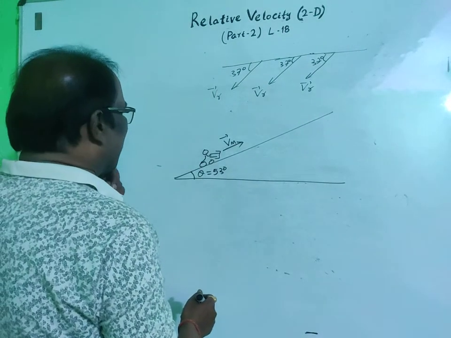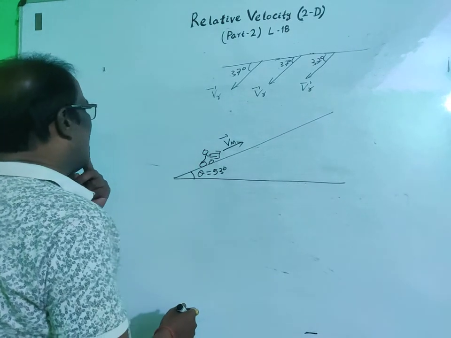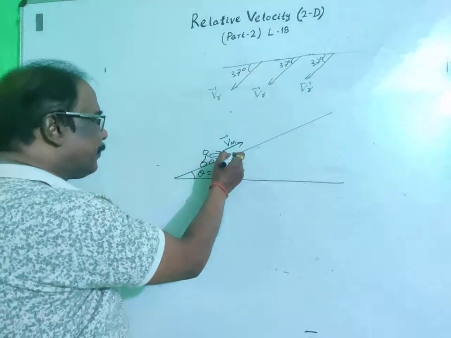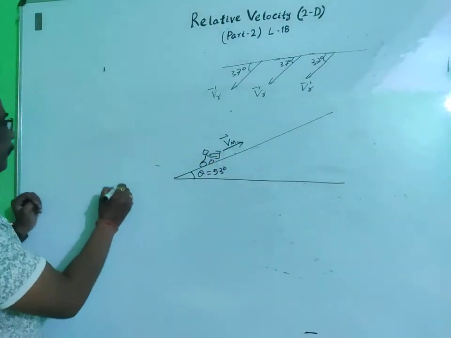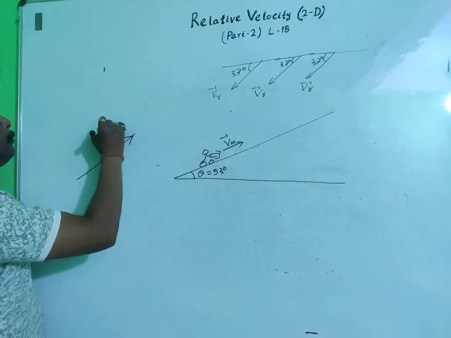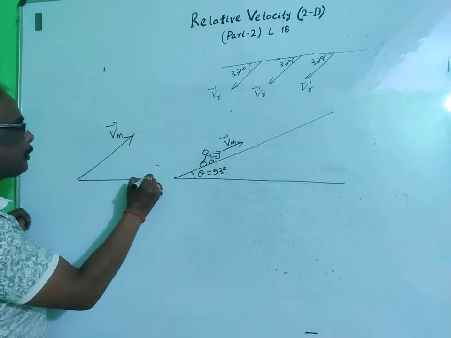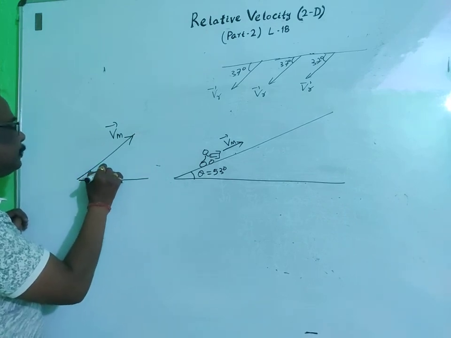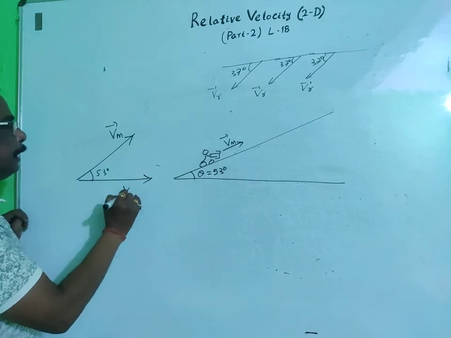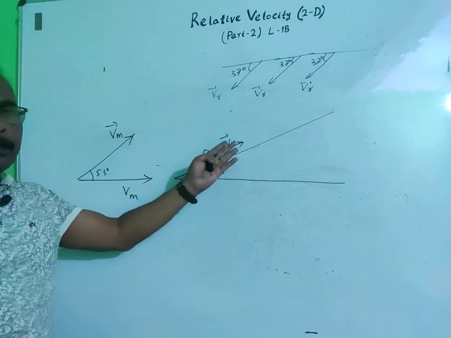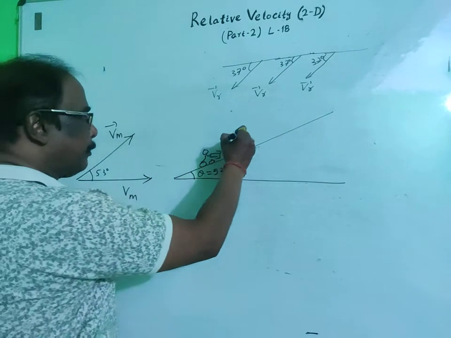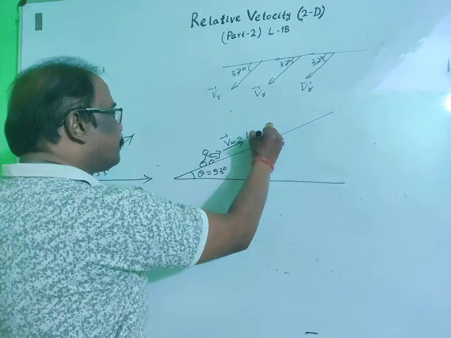Then in this case we have to find rectangular components of the velocities. First let's take velocity of man. See, man is moving along this direction. Let's represent this is velocity of man. This angle is 53 degree. Okay, then horizontal component is Vm. We may assign a velocity. We may take a value of velocity of man, let's take this is 10 meter per second.